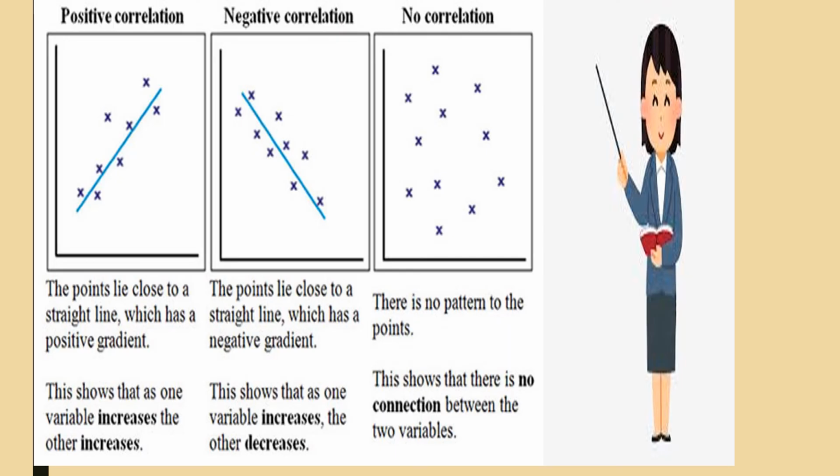So in summary, for positive correlation, the points lie close to a straight line which has a positive gradient, and this shows that as one variable increases, the other increases. And for negative correlation, we have that the points lie close to a straight line, which is our line of best fit, which has a negative gradient. So this shows that as one variable increases, the other decreases. And finally, no correlation, there is no pattern to the points. You have it randomly scattered around the graph, and this shows that there is no connection between the two variables.